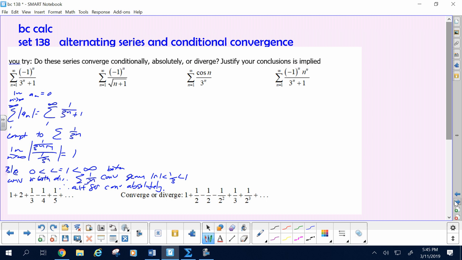We don't have to bother then going on to conditional. If it converges absolutely, we're done. Okay? The next one.